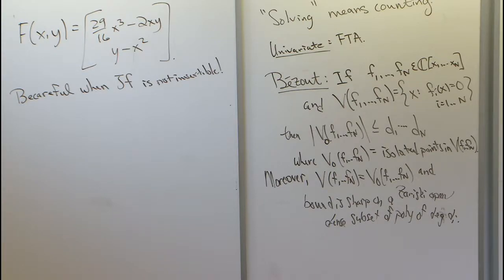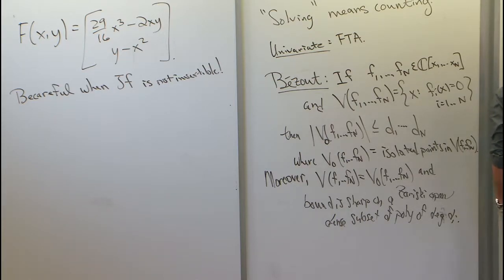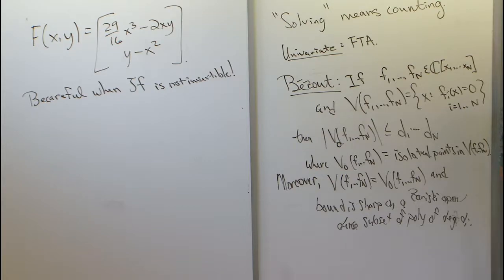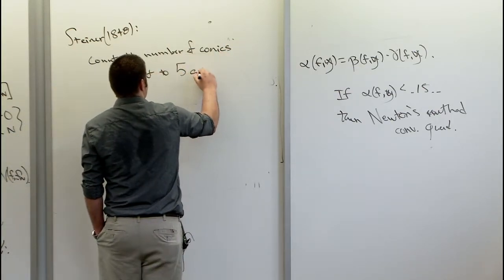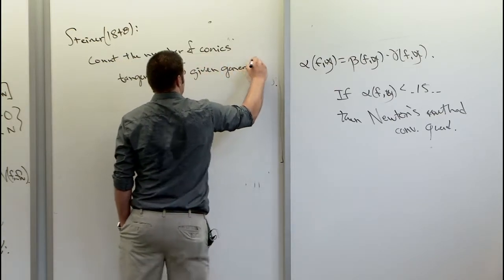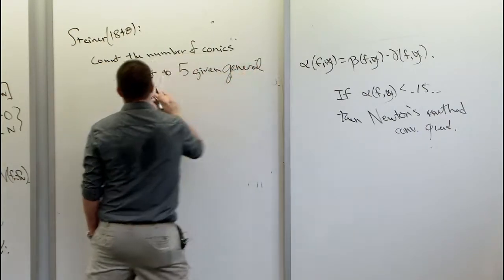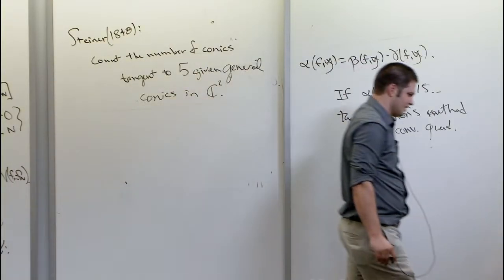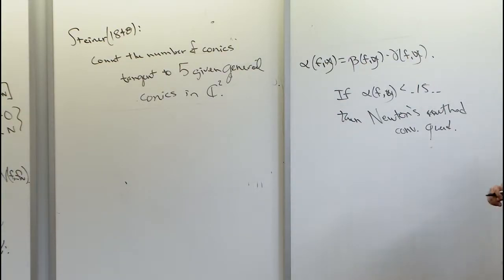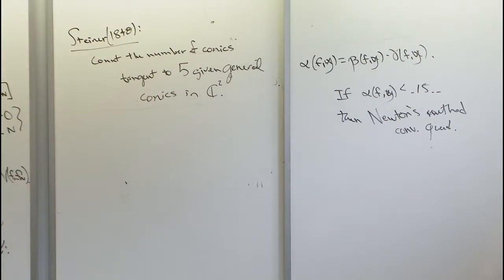And so this is Steiner's problem, I believe 1848. Count the number of conics tangent to 5 given general conics in C2. Pick 5 general conics, and now you want to count the number of conics tangent to them.